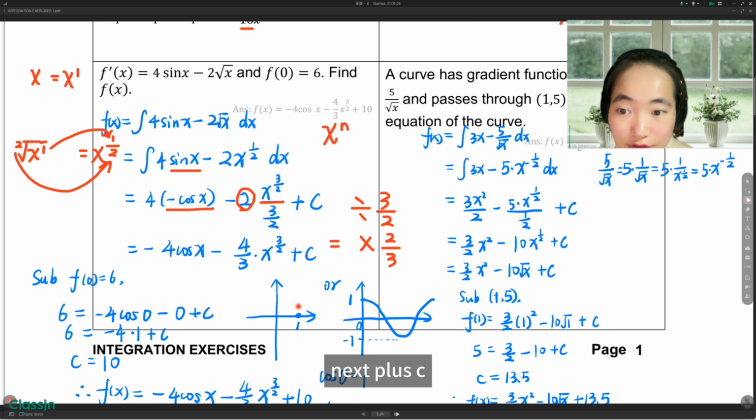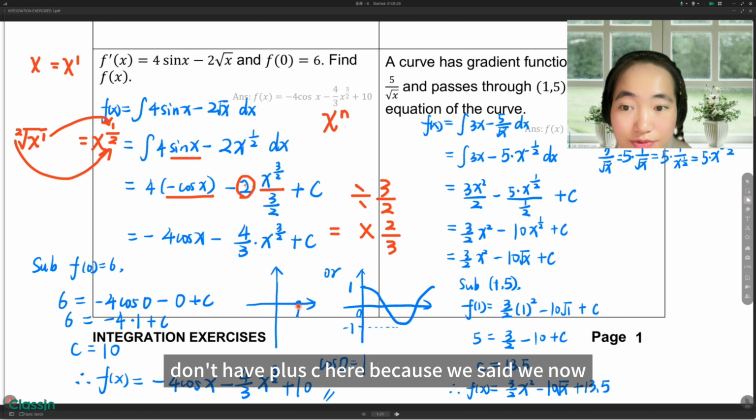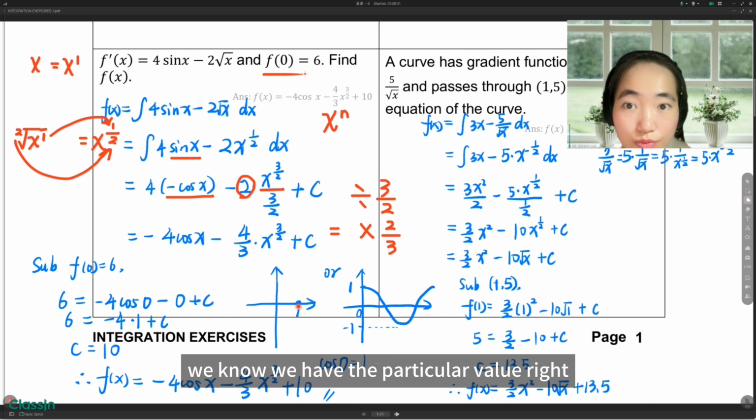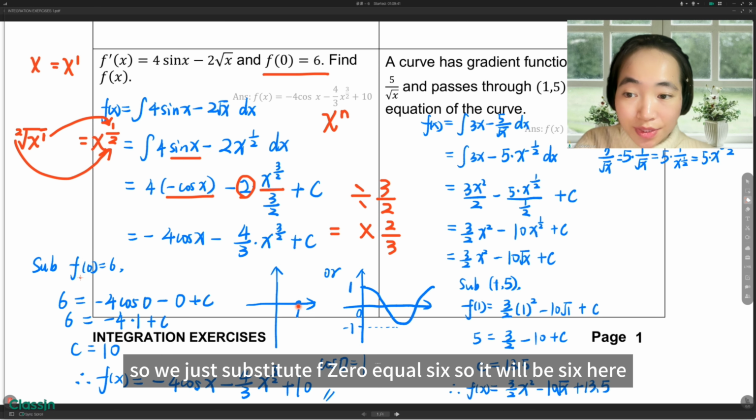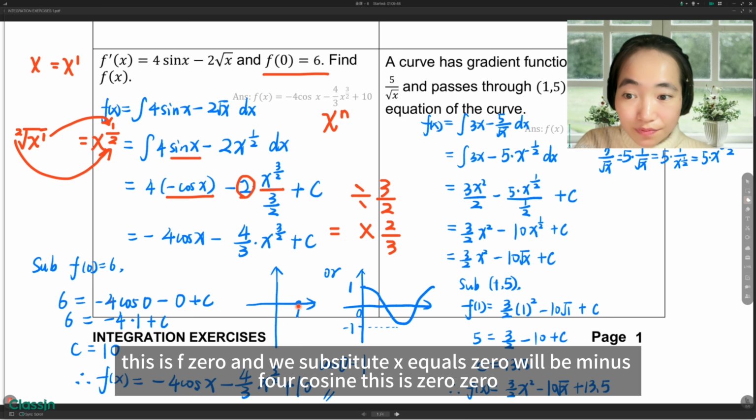Next, plus c. Don't forget plus c. Here, because we said we know we have the particular value, right? So we can find this c. The particular value will be when x equals 0 and f(0) equals 6. So we just substitute f(0) equals 6. So it will be 6 here. This is f(0). And we substitute x equals 0.